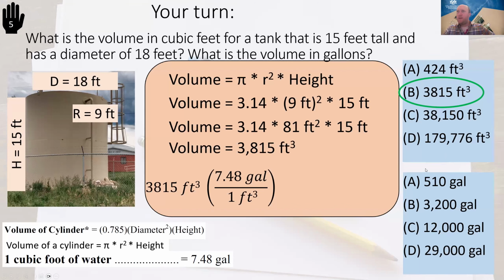Okay, if you look at these answers, it looks like most people said B, so 3,815 cubic feet. That's great. And then for the second part, what is that volume in gallons? We're going to convert that cubic feet into gallons, and we come out with 29,000. Good job, everybody. Most people got that. Awesome job. And if you didn't get that, that's totally fine. The example is here, and I'm going to go through it more.